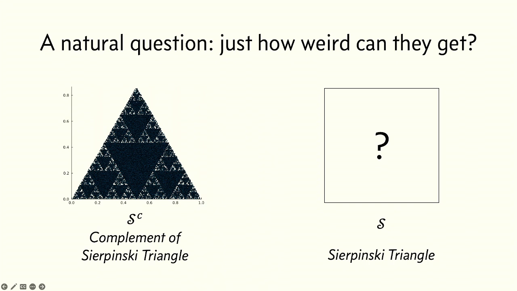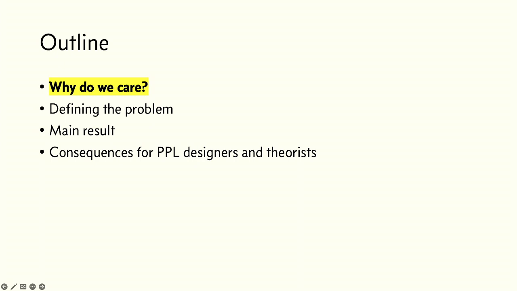And at this point, you might be thinking that these questions seem really esoteric. So I'm going to start by connecting them to some practical concerns we might have as language designers and theorists. Then I'll make the question of how weird a probabilistic program can get a little bit more precise before presenting our main result, and then trying to connect it back to some of these motivations that I'm about to present.